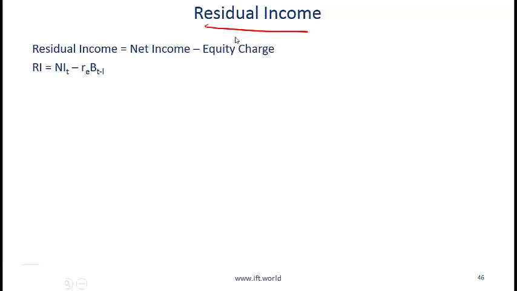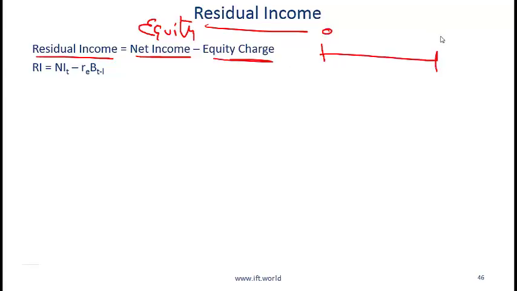Residual income is something similar, but here we are taking equity perspective alone. So what is residual income? It is net income. Who gets net income? It is the equity holders. But does this income come for free, or is there a cost? There is actually a cost called the equity charge. What is that cost? If you take a given period, during this period there will be a certain net income.